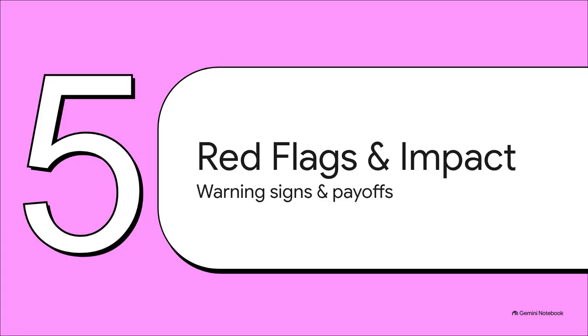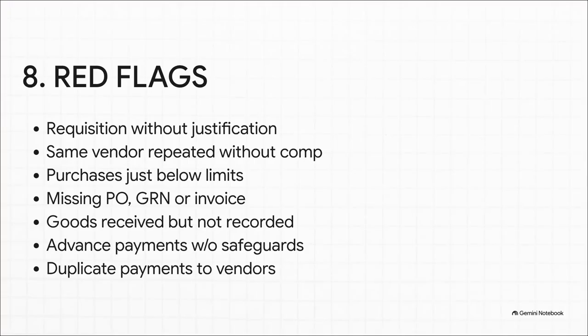Now for the fun part. Section 5, Red flags and impact. What are the warning signs that something is going wrong? Well, watch for behavioral red flags, like requisitions lacking proper justification, or the exact same vendor being repeatedly selected without any competition. You also want to look out for purchases hovering just below approval limits, like we talked about earlier. And of course, keep an eye out for missing paperwork, goods that are received but never actually recorded, advance payments made without proper safeguards, and those dreaded duplicate payments.